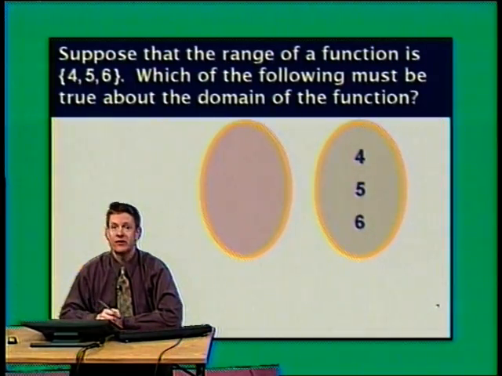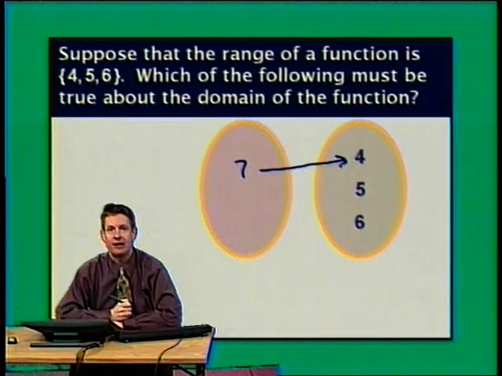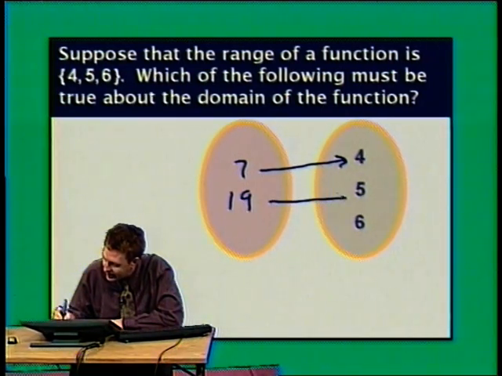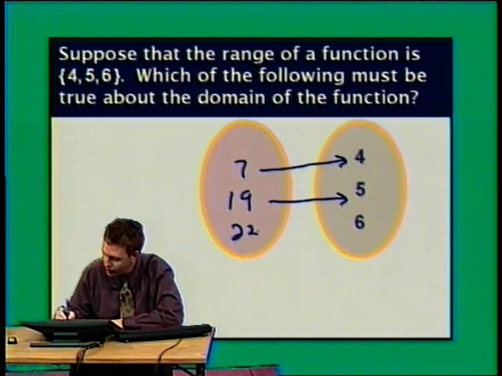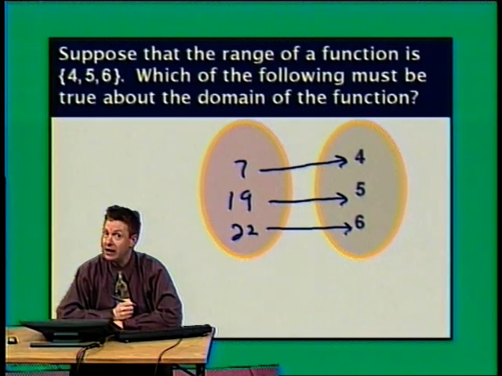Well, we need to have some number in our domain that gets mapped to 4. So let's say 7. So I have the point 7, 4 in my set. We also need to have some number that maps to 5, and it can't be 7 because I can't have 2 different points with a first coordinate of 7. So I'm going to add another number, say 19, and let's say that's what's mapped to 5. We need yet a 3rd number in our domain because we need something to map to 6, and it can't be 7 or 19. So let's put 22 into our domain and map that to 6. So our domain needs to have at least 3 elements.